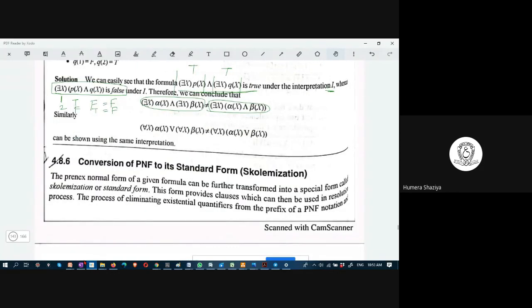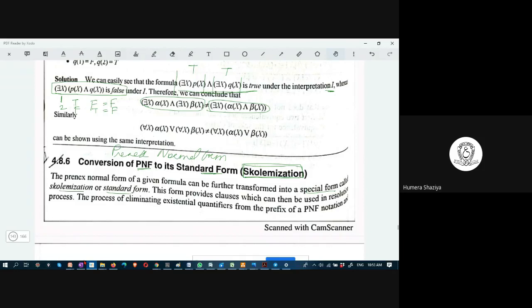The next topic is the conversion of PNF to its standard form, which is known as Skolemization. Skolemization is a standard form, or a special form, into which PNF needs to be converted. What is PNF? PNF is Prenex normal form. This Prenex normal form can be transformed into a special form called Skolemization or standard form.